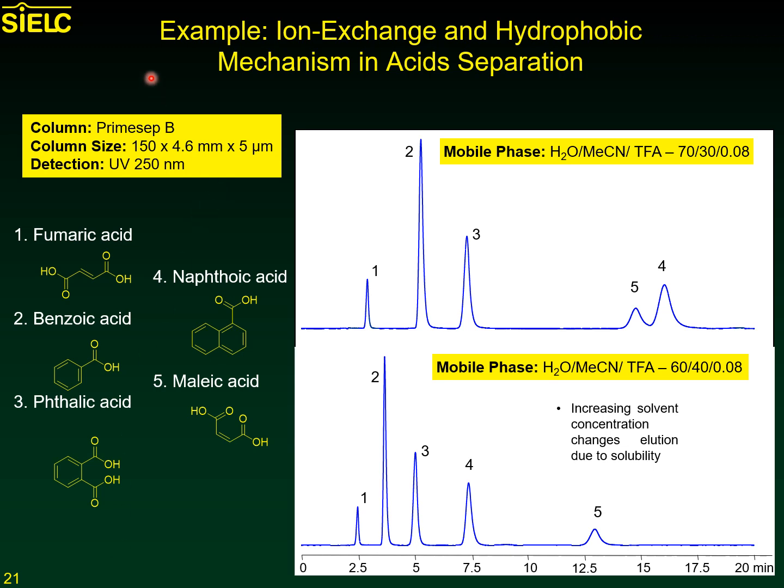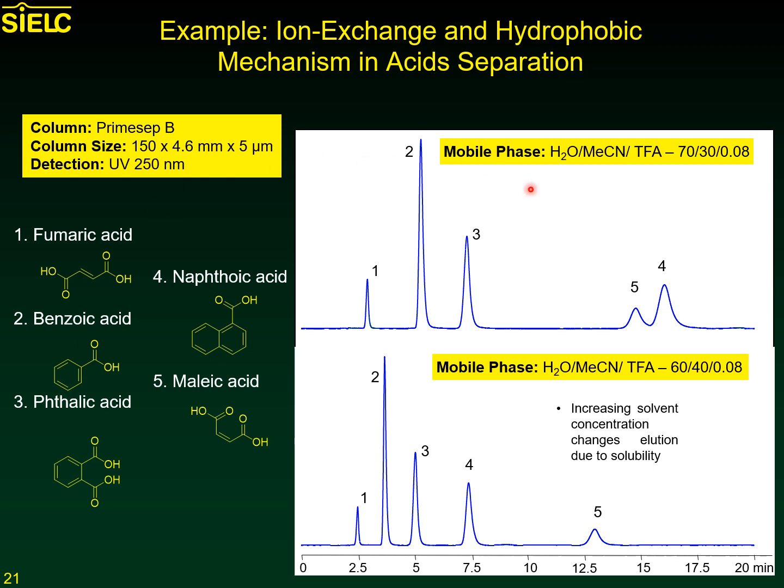In this example, we are separating different organic acids on a Primesep B column. These acids differ in three key structural aspects. The first is the number of ionizable sites that they contain. The second is the location of the ionizable sites to one another, most notably in the difference between fumaric and maleic acids, which are cis-trans isomers of one another. And finally, these five compounds differ in their degree of alkyl or aryl substitution.